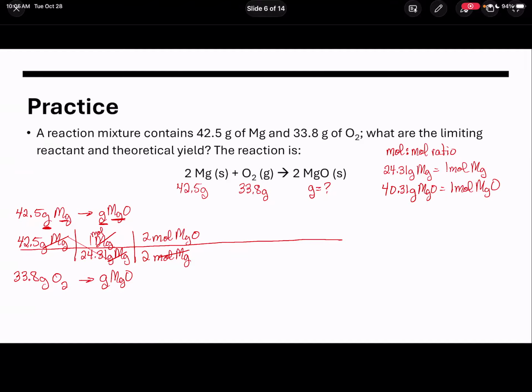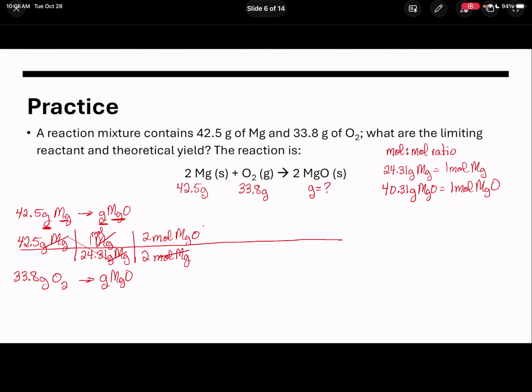Now, you can actually convert to moles and stop here on both calculations, but it usually means you've got to do another bit of math after this. So I find it easier just to go ahead and do that bit of math, which is taking the moles of my material and converting it into grams of the product.